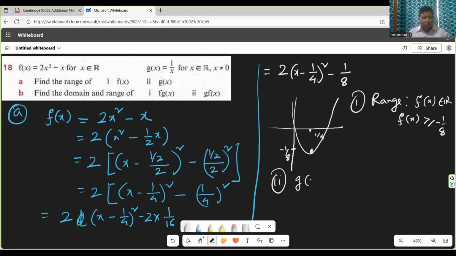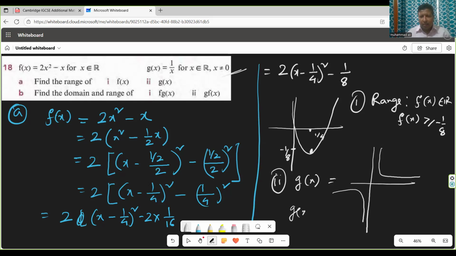So if we sketch g(x), this curve will be in the first quadrant and third quadrant. Here x is not equal to 0. So we have to write here range of g(x): g(x) belongs to real number and g(x) is not equal to 0. So part (a) completed.